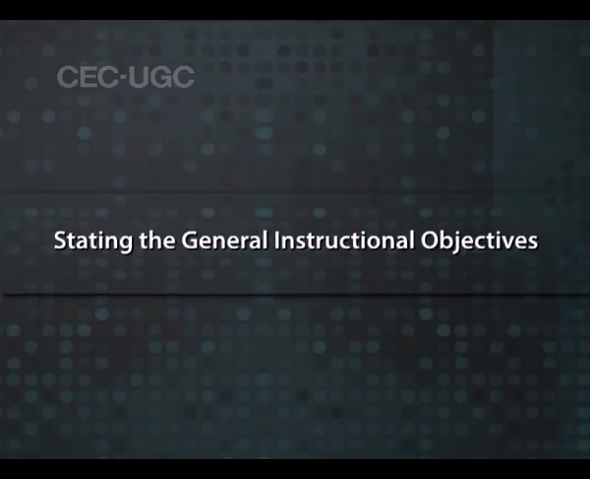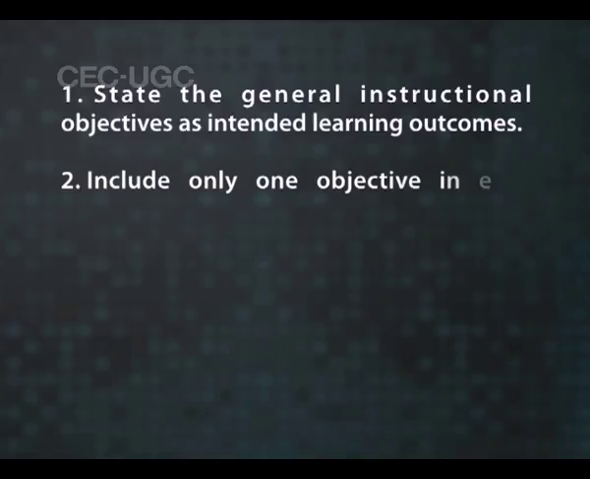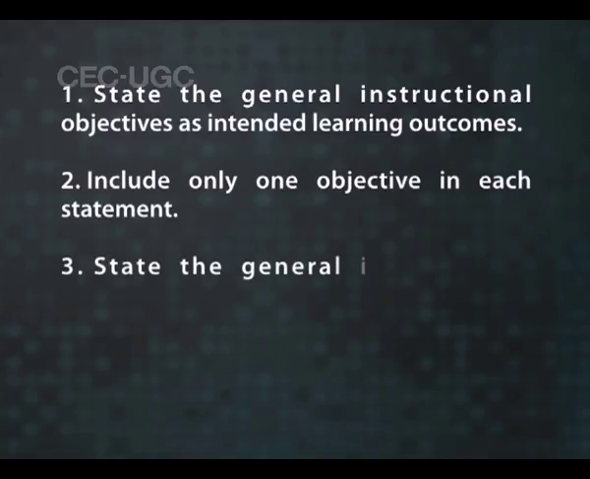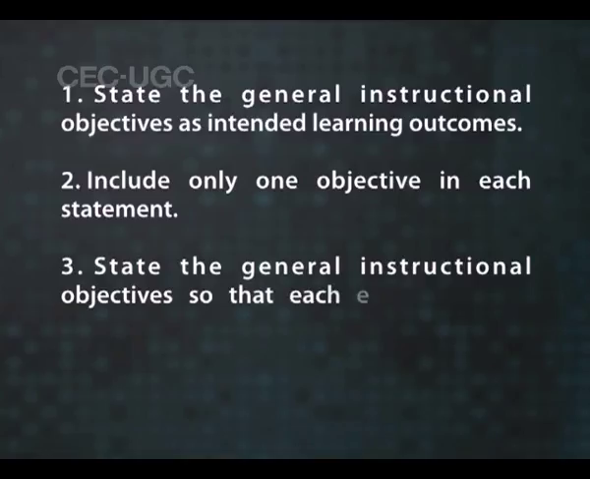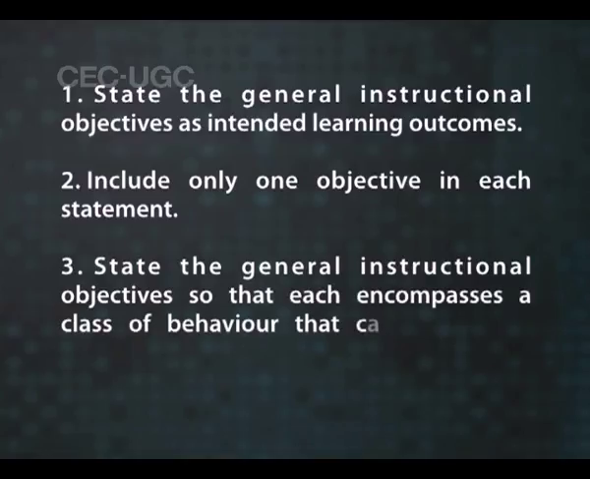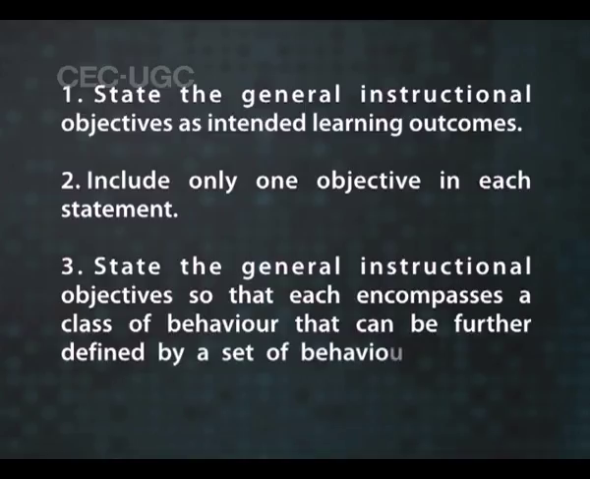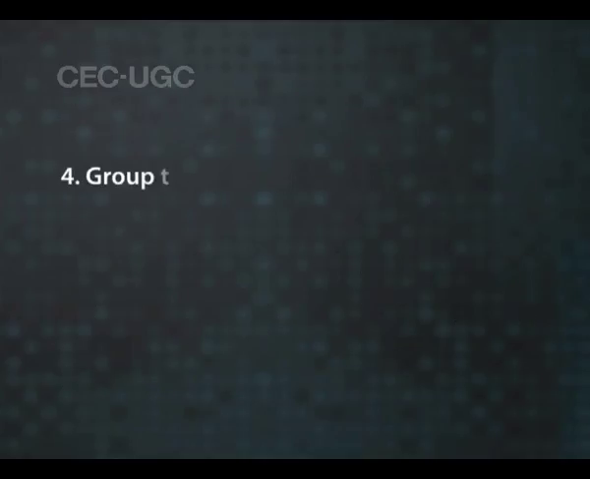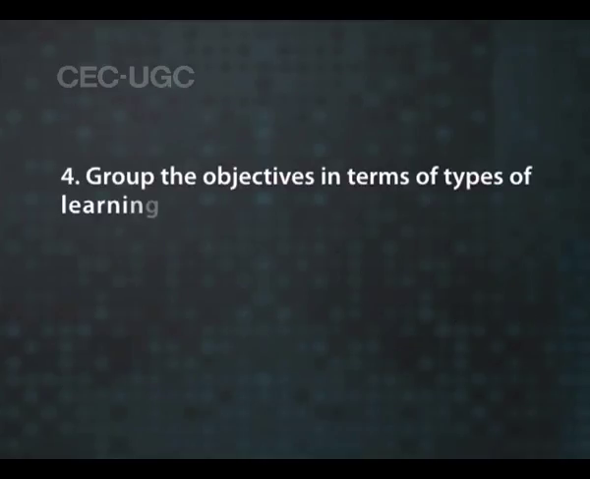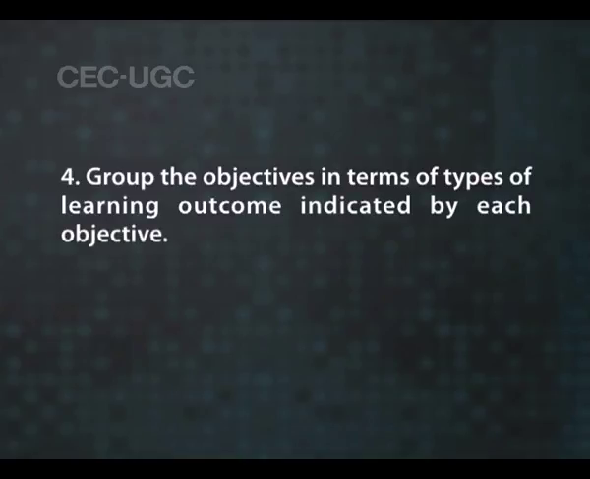Stating the general instructional objectives. While stating the general instructional objectives, note these points. State the general instructional objectives as intended learning outcomes. Include only one objective in each statement. State the general instructional objectives so that each encompasses a class of behavior that can be further defined by a set of behaviorally stated learning outcomes. Group the objectives in terms of types of learning outcome indicated by each objective.